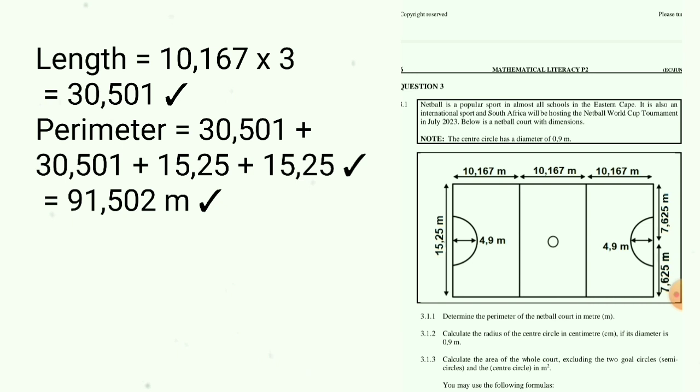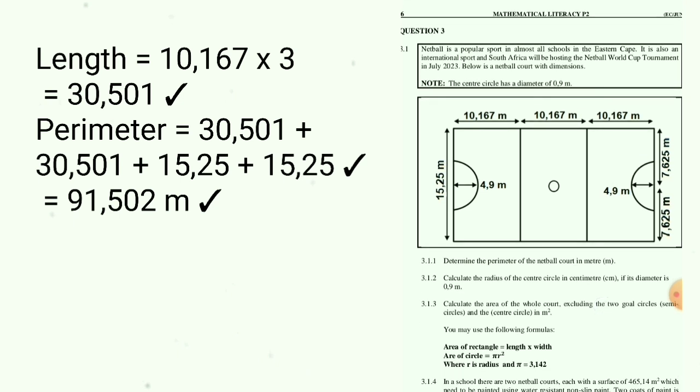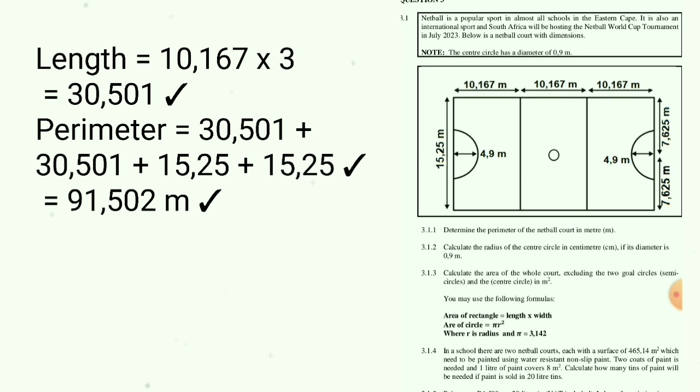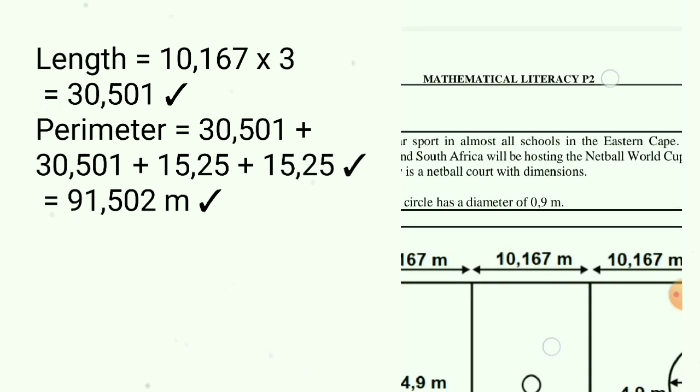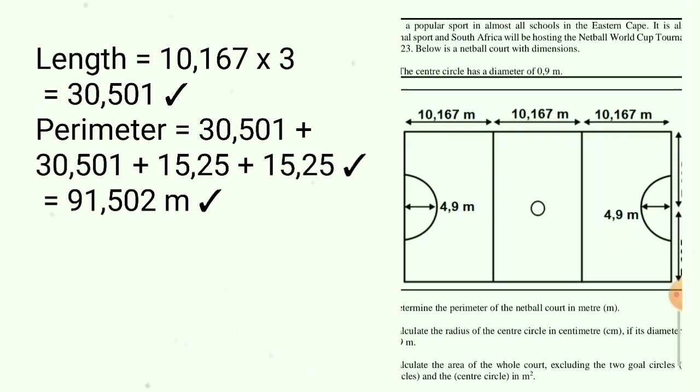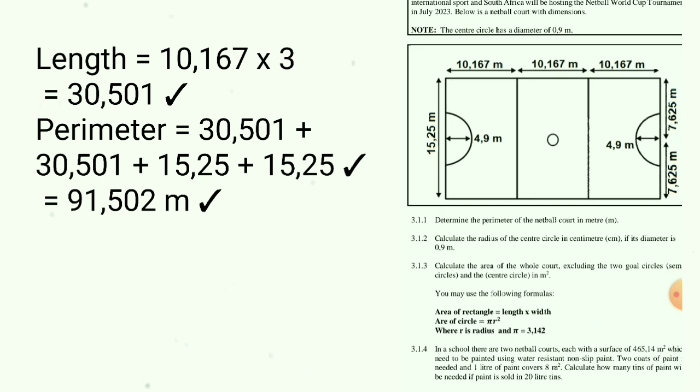10,167 multiplied by 3. Why do we multiply by 3? Because there are 3 of them. Then the answer is 30,501. Then we say perimeter equals 30,501 plus 30,501. Why do we say plus 30,501? Where do we get the other one? Because there are two lengths. Remember, guys, there are two lengths. There's one side here, and then there's a second side below. All of you can see that, and I hope all of you can see the screen.